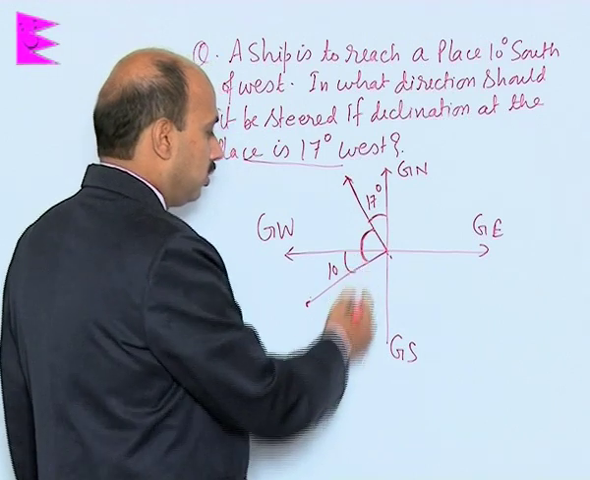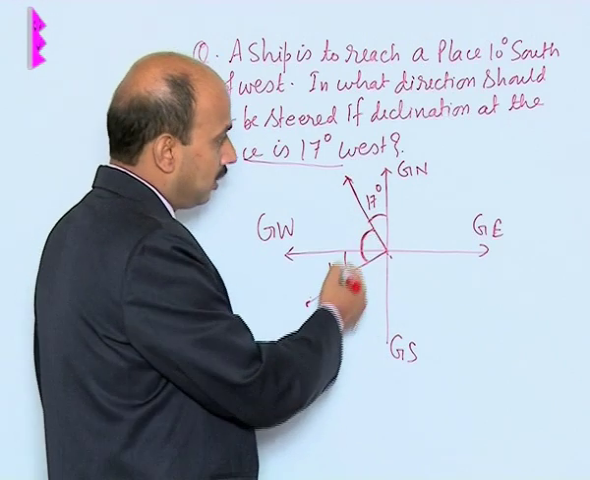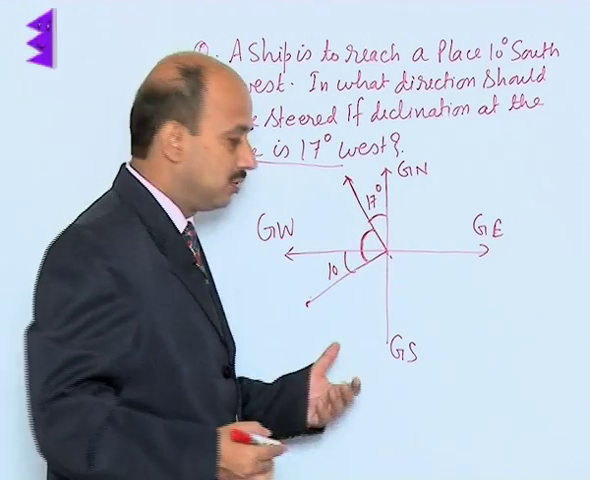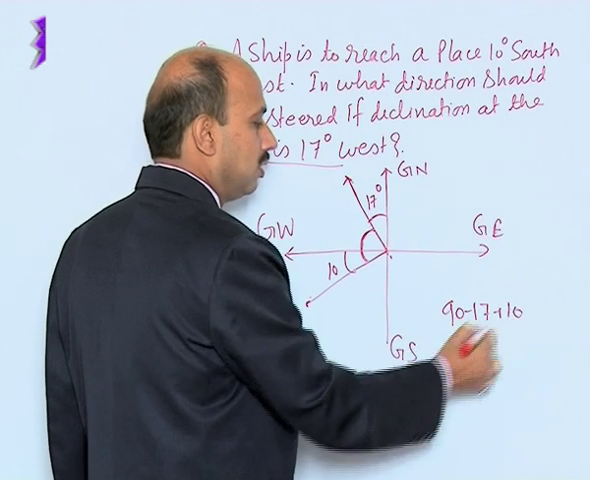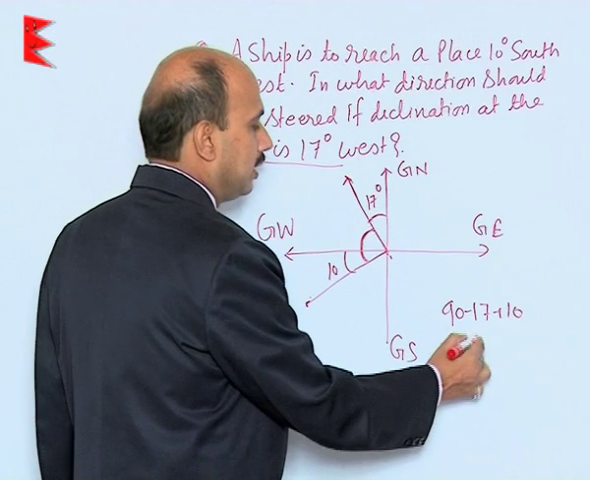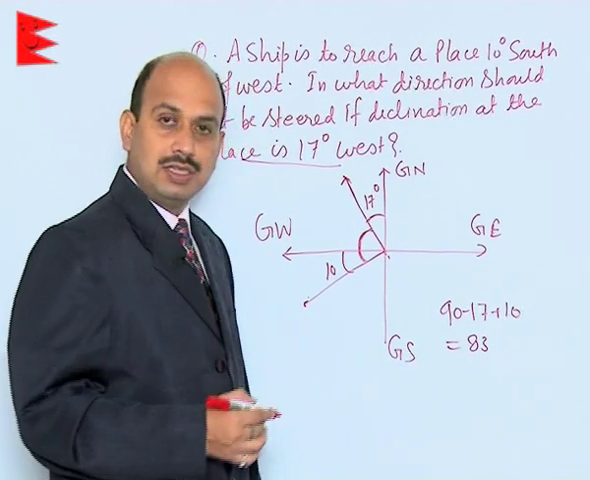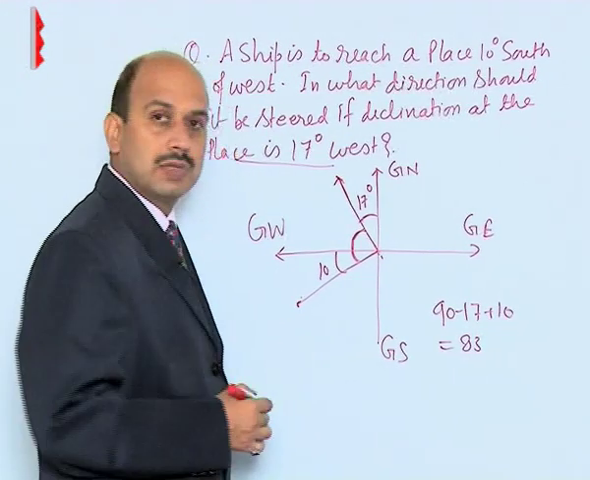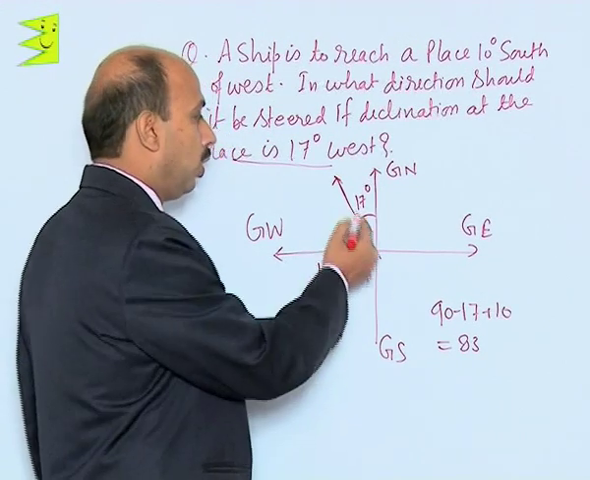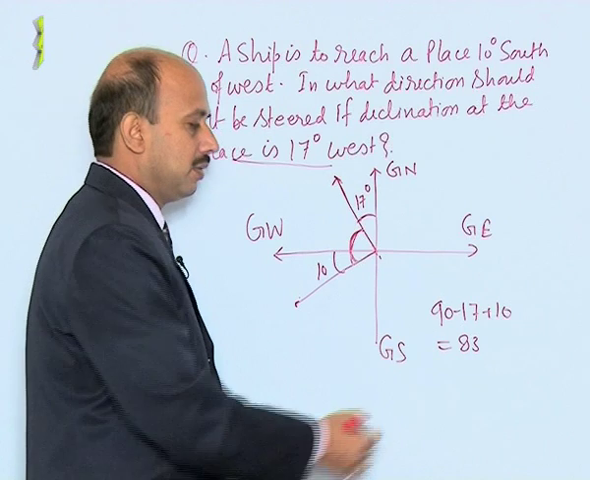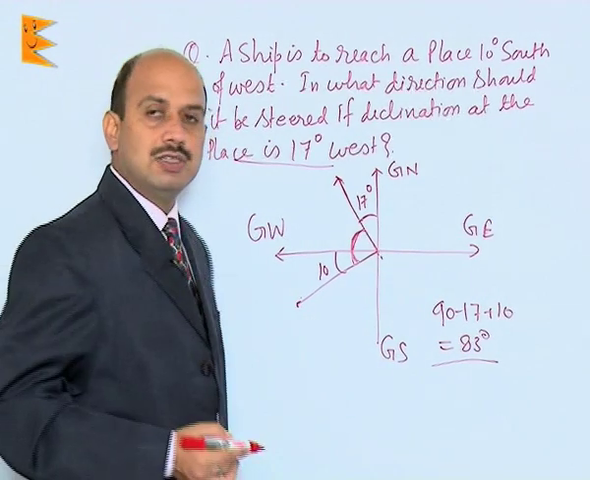So, the angle at which the ship has to be steered is 90 minus 17 plus 10, that will be 83 degrees here, west of the north. So, from the north here, this angle is 83 degrees. So, the ship has to be steered at this angle.